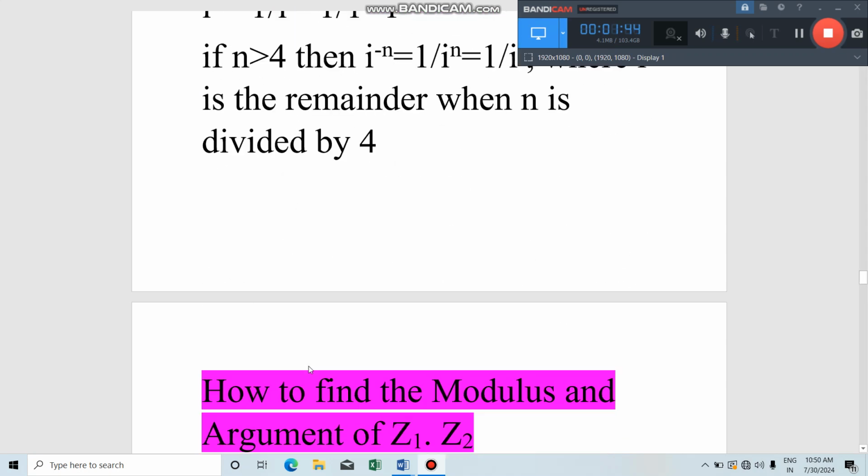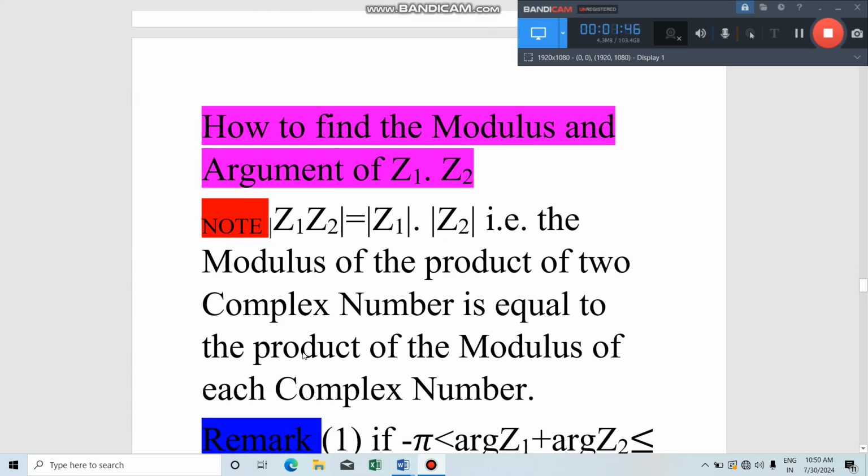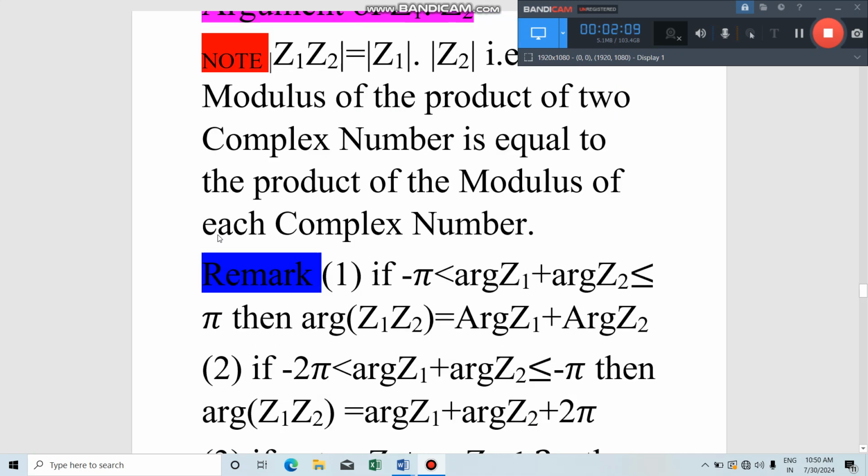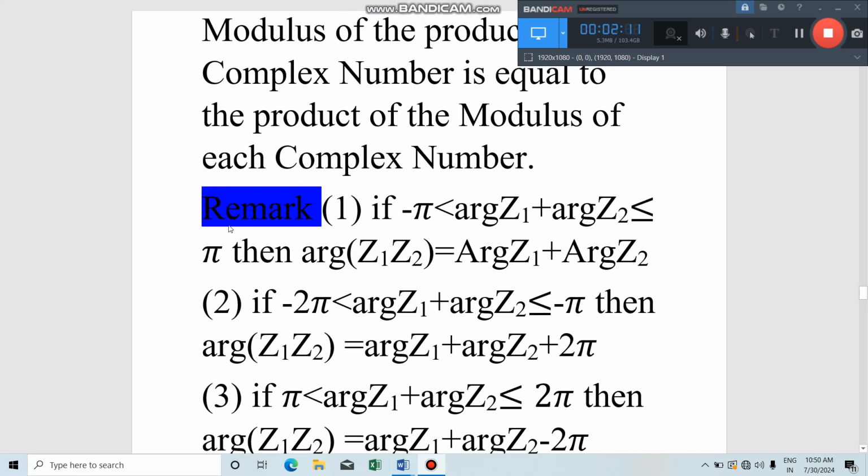Now, how to find the modulus and argument of z1 into z2? Mod of z1 into z2 equals mod z1 into mod z2. That is, the modulus of the product of two complex numbers is equal to the product of the modulus of each complex number. Now, some remarks.